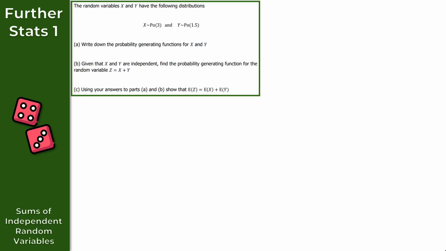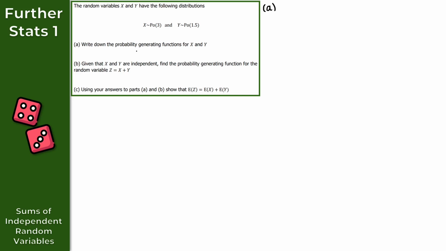So we have question 2 now, and for question 2, we have the random variables x and y here, and they have the following distribution. So both x and y here follow a Poisson distribution, clearly with different parameters. So for x then, our parameter is 3, and for y, our parameter is 1.5. Now for the first part of this question, then part A, nice and straightforward here. It just asks us to write down the probability generating functions for x and y. So let's get started then with part A here.